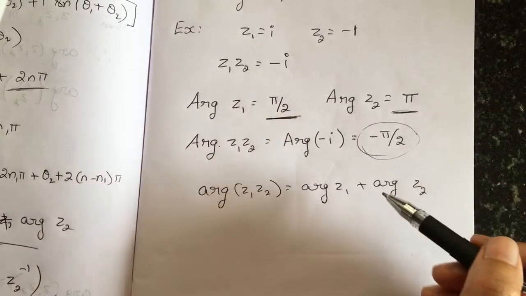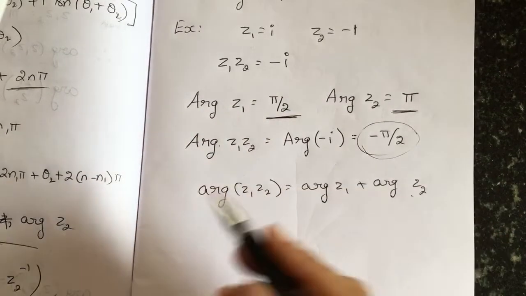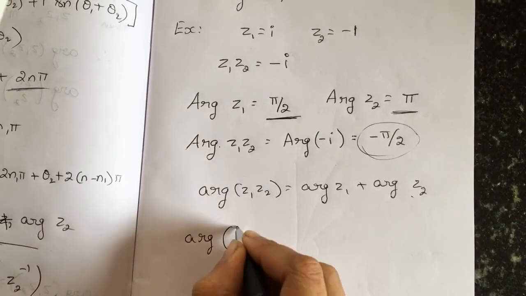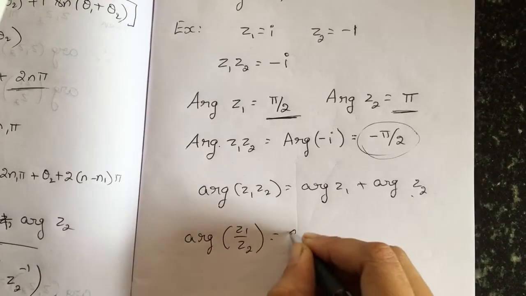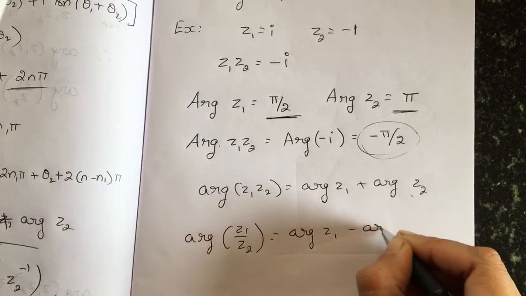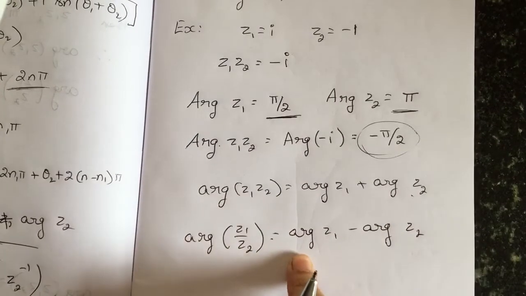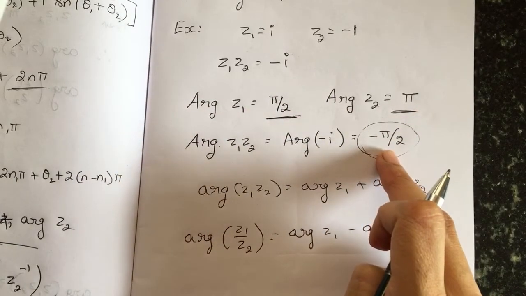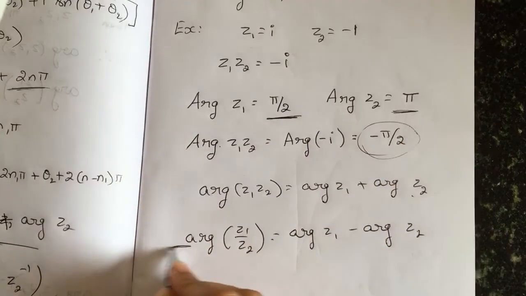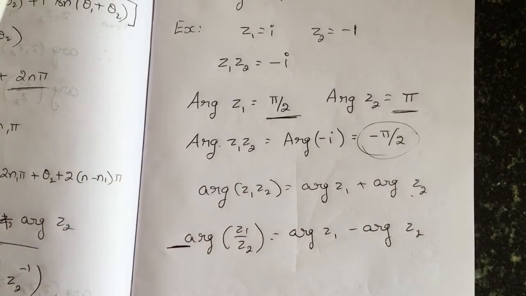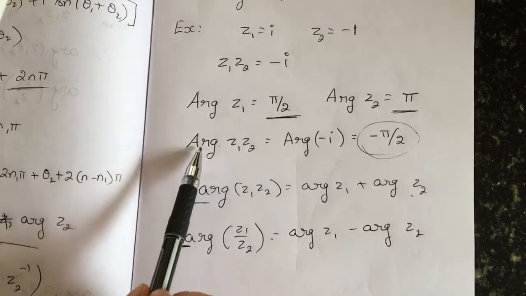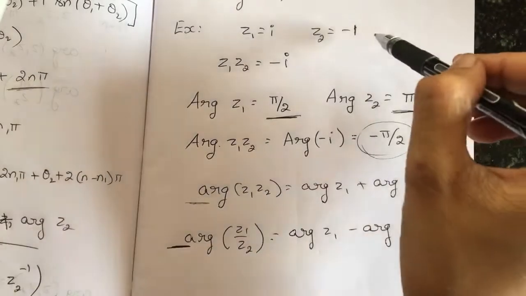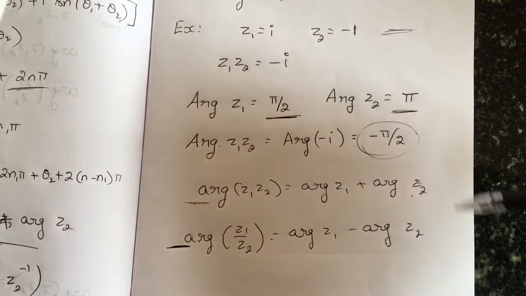But see, this is not working for this, but when I take, say, argument of z1 by z2, in that case, it's argument of z1 minus argument of z2. Even if I take a principal value, that's pi by 2 minus pi, that gives me minus pi by 2. So this works when I take a principal argument, but this won't work when I take the principal value of argument of z. So for this example in particular, this won't hold, but this holds.